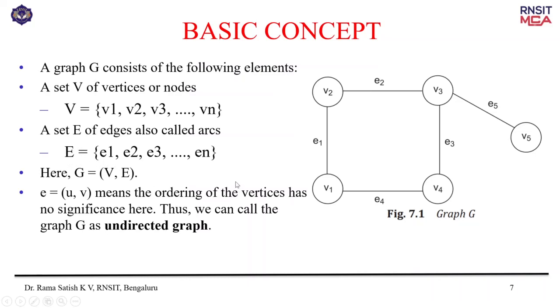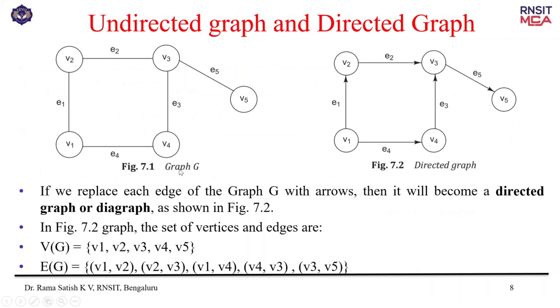So in this graph, we are seeing that the edges are not given any direction. That's why this graph is called an undirected graph. And of course, some graphs also have arrows, which we call a directed graph, or it is also called a digraph.